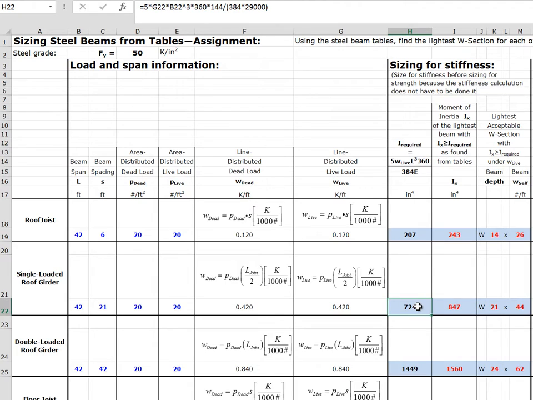We have a similar formula down here, which is based on exactly the same principle and is picking up all the correct cells. So G22 is the live load, B22 is the length of the single loaded girder, and that's cubed, times our deflection factor, times our conversion factor, and so forth. And then we do a similar formula down here. All those are done in an identical way. So what this says is we need at least 207 inches to the fourth to satisfy our stiffness criterion for the roof joist. Now we have to find a section that satisfies that.